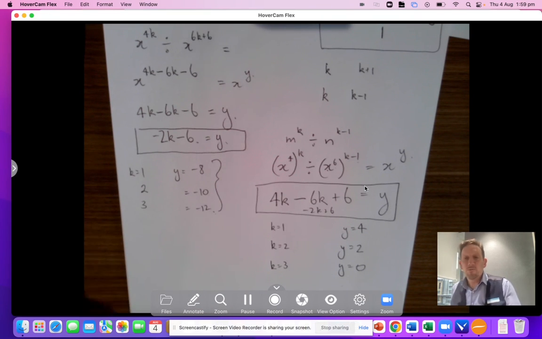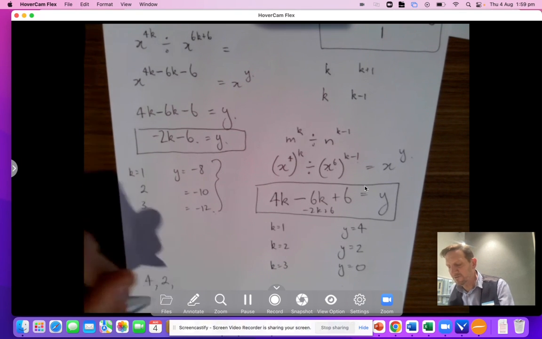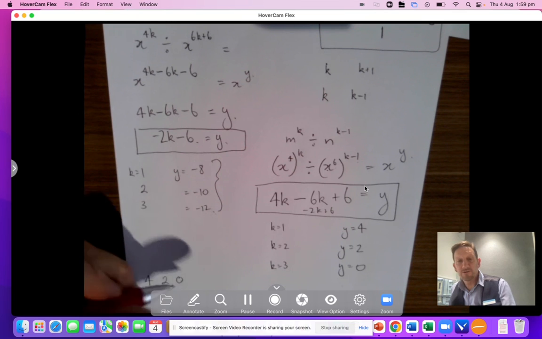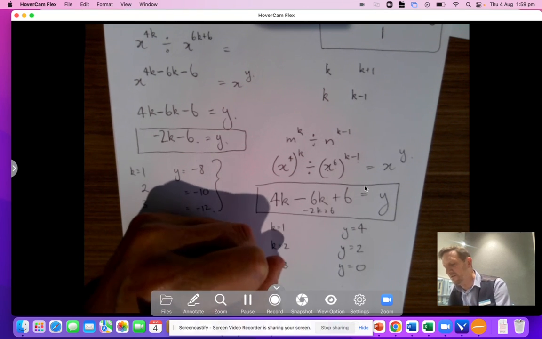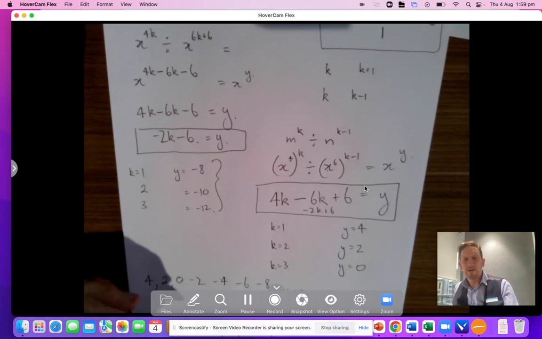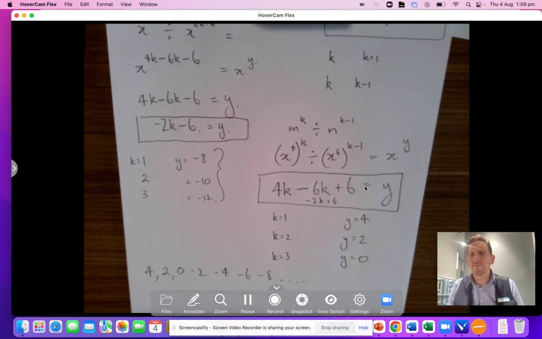So really, what are the values for y? It's this sort of subset. Starts at 4, 2, 0, minus 2, minus 4, minus 6, minus 8, etc. They're all the values that y can be. Hopefully that sort of made sense. It's just working with powers and those index laws. Really, really important. Thanks.